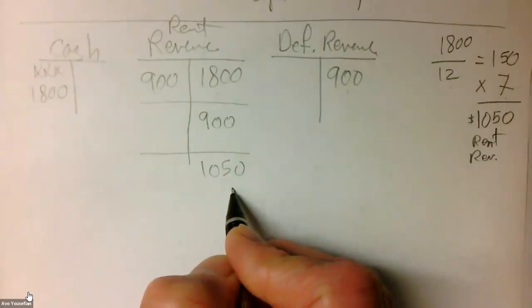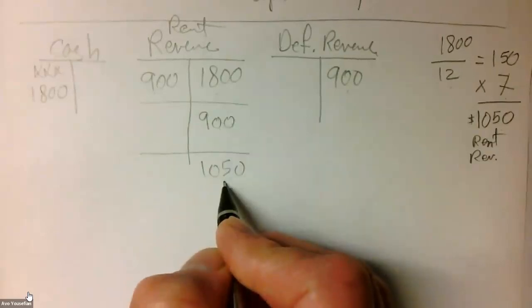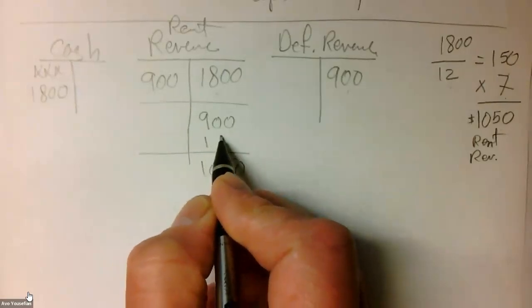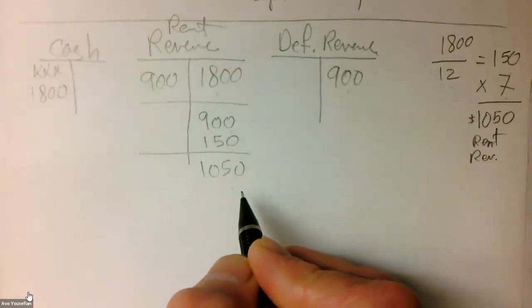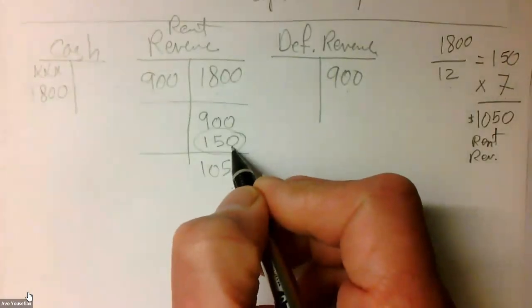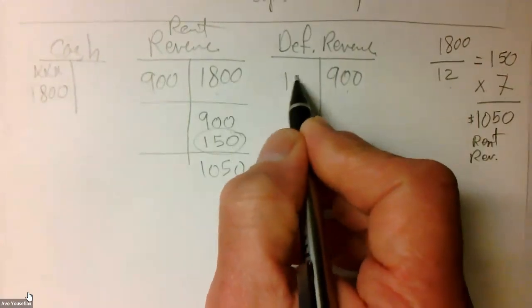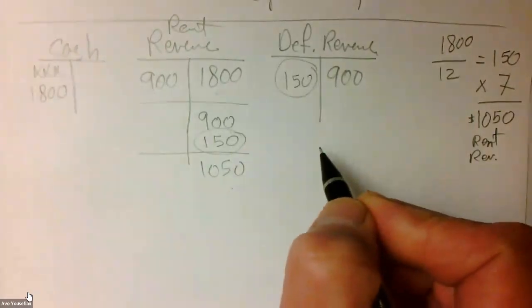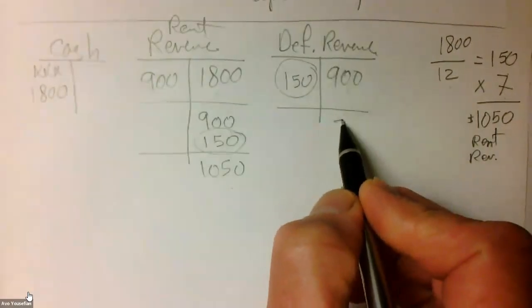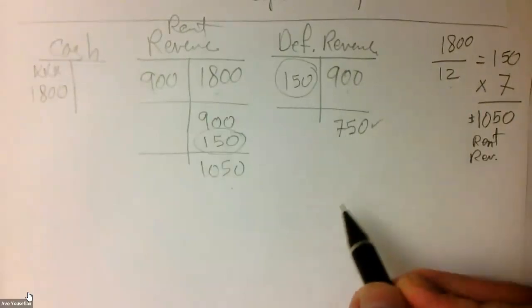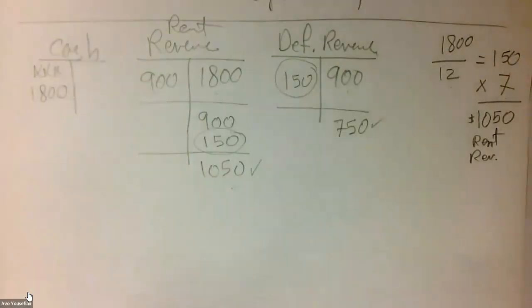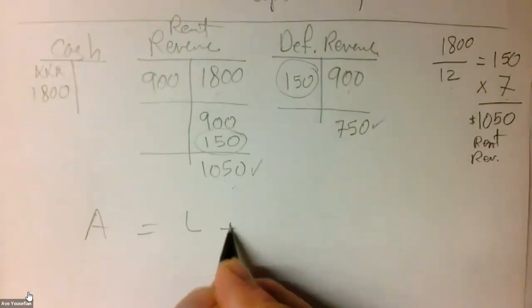How do you get from that point to this point? From 900 to 1,050, the difference is 150. So if I add another 150 as a secondary adjustment, that's a credit, and I debit 150 here to my liability deferred revenue. So my deferred revenue goes down to 750, which is correct. And my rent revenue goes to 1,050, which is correct. If I don't do this, what would happen?